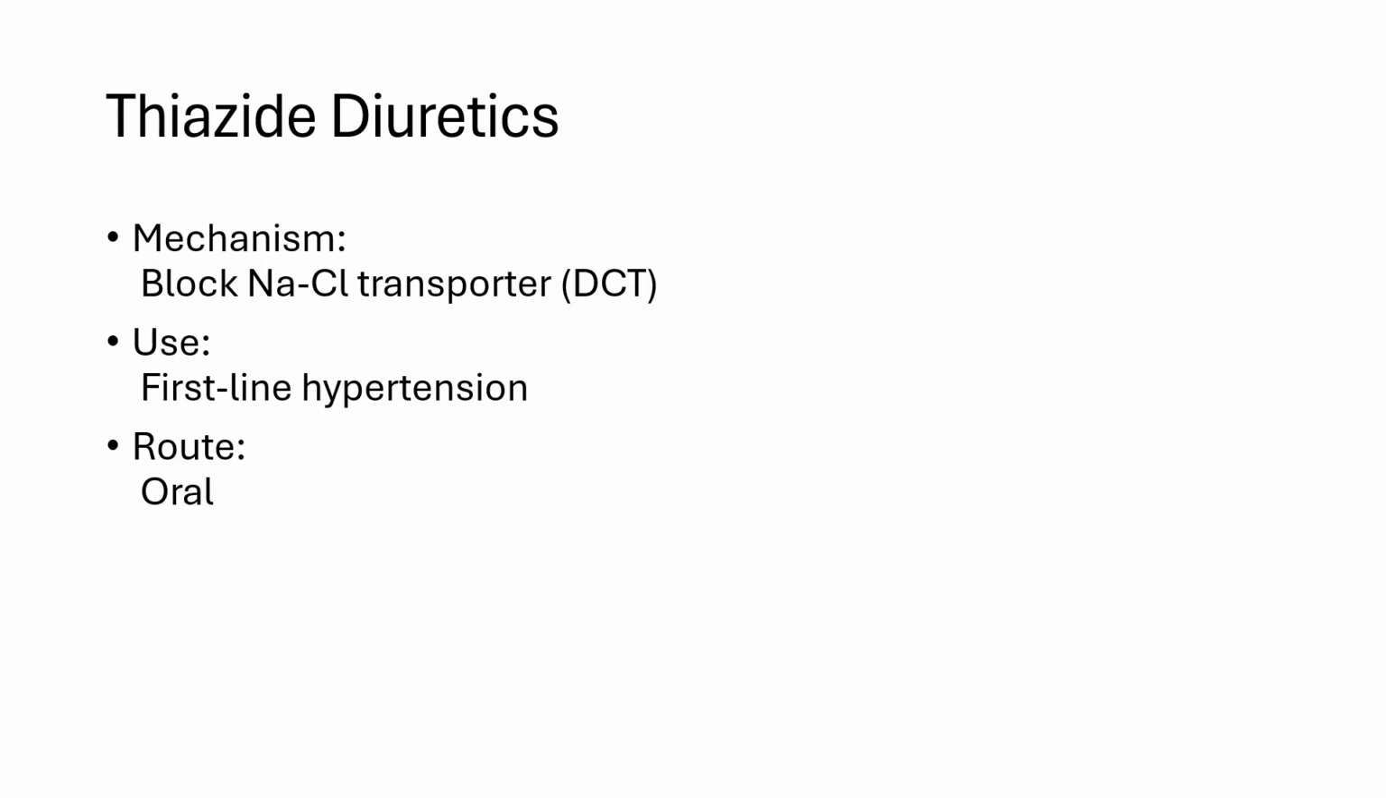Thiazide diuretics are one of the most important first-line agents for hypertension. Mechanistically, they block the sodium chloride transporter in the distal convoluted tubule. This increases sodium and water excretion, which initially lowers intravascular volume and cardiac output. Over time, they also reduce systemic vascular resistance, which helps sustain that blood pressure control. These agents are administered orally and commonly used in outpatient hypertension management.